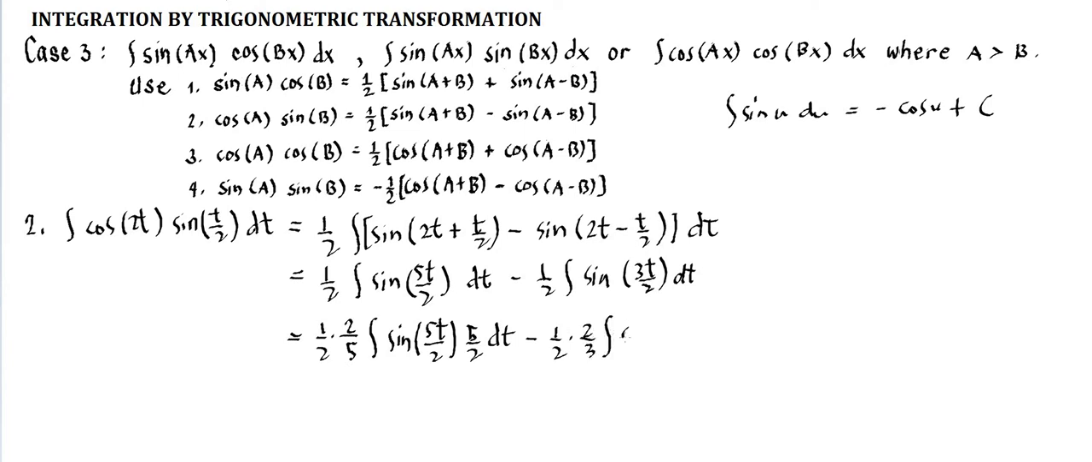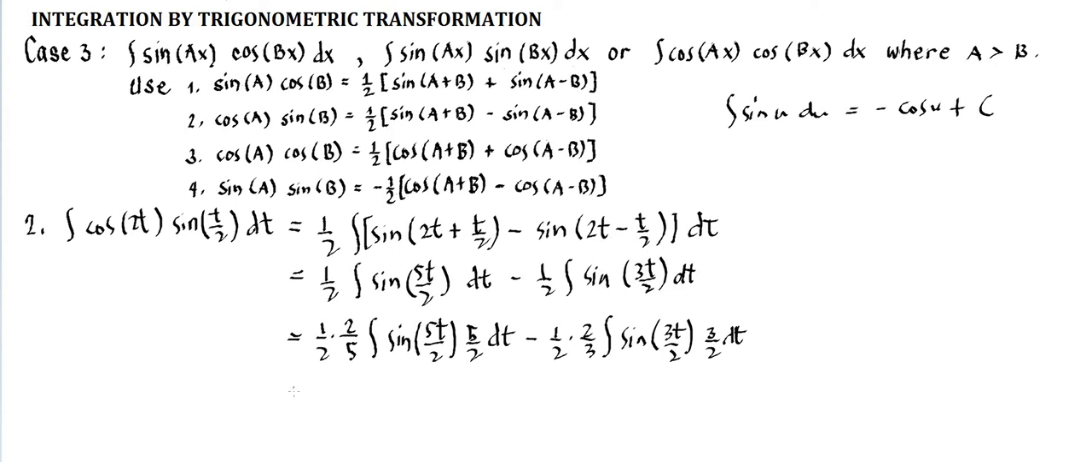So, integral of sine of 3t over 2, and then times 3 over 2 dt. So, pwede natin i-apply itong formula na ito. Integral of sine u du equals negative cosine of u plus c. No? So, yung u natin dito ay yung 5t over 2. Yung du natin ay yung 5 over 2 dt. No? Dito naman, ang u natin ay yung 3t over 2, at ang du natin ay 3 over 2 dt.